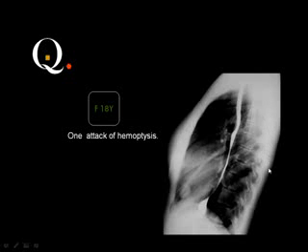Then we look at this lateral chest X-ray and we see a lesion in the lung base. What do you think of this? Nodule, mass, patch, cavity?